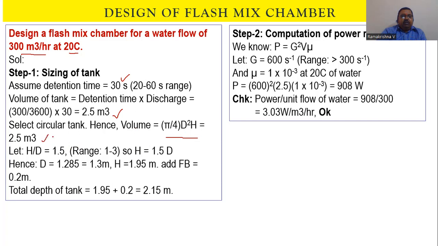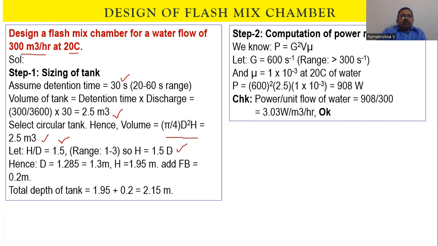So here d and h are both unknown. We know the relation between h and d. H by d is equal to 1 to 3. I'm assuming h by d is equal to 1.5. So h is equal to 1.5 times d.